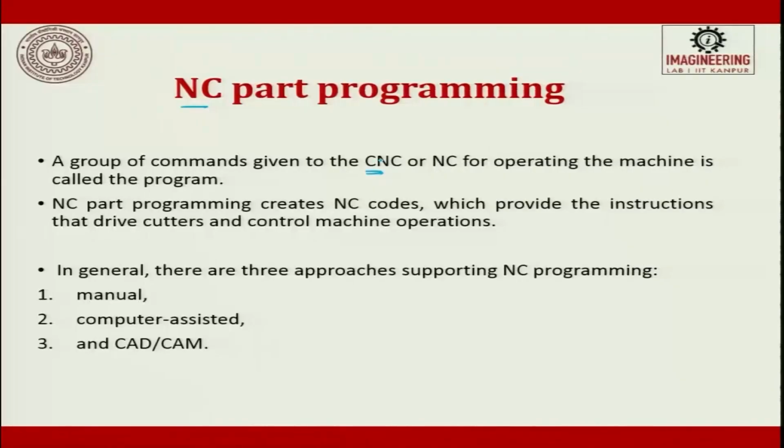So, CNC is common for many things. It can be used for inspection, for rapid prototyping, for machining, and it can also be used for assembly, by the way. So, a group of commands given to the CNC or NC for operating the machine is called a program. An NC part program creates NC codes, numerical control codes, which provide the instructions.